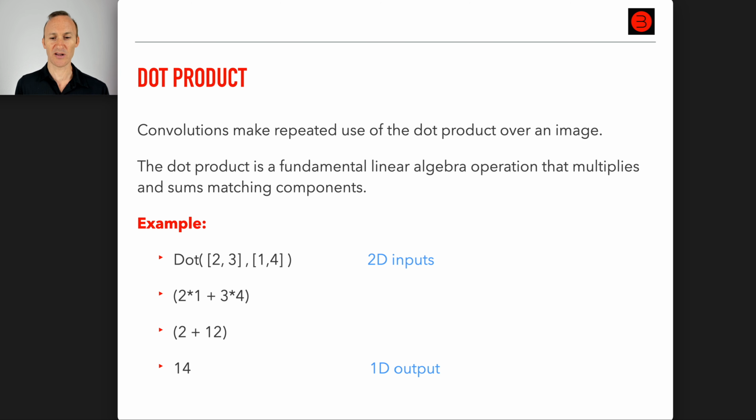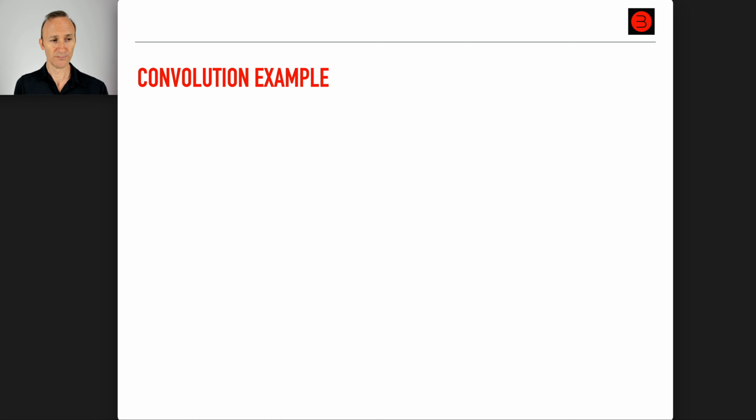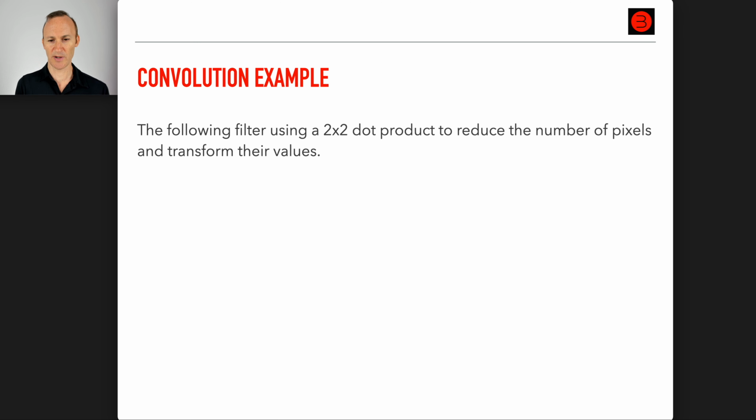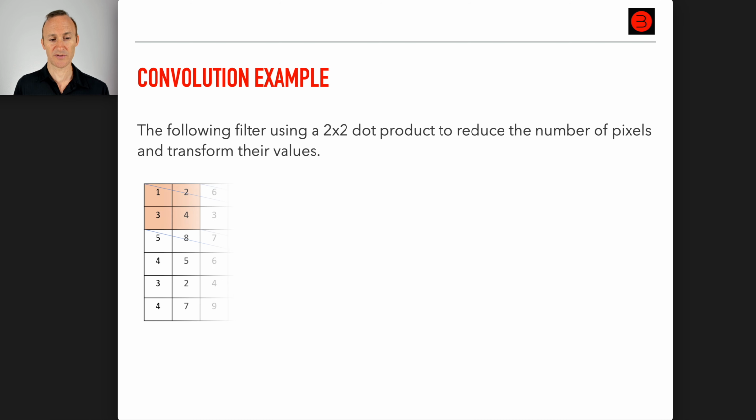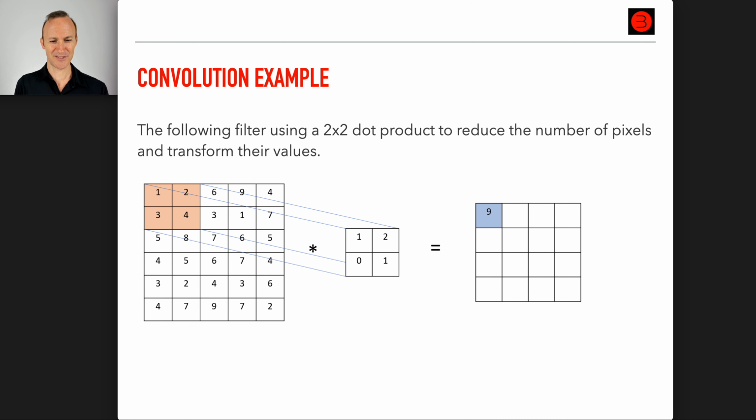So dot products not only provide a transformation, but they reduce dimensionality, which is very critical when dealing with a huge number of parameters, as is the case in images and especially video. Videos also use CNNs. So let's look at a convolution example. The following filter uses a 2x2 dot product to reduce the number of pixels and transform their values. Okay, this is pretty cool.